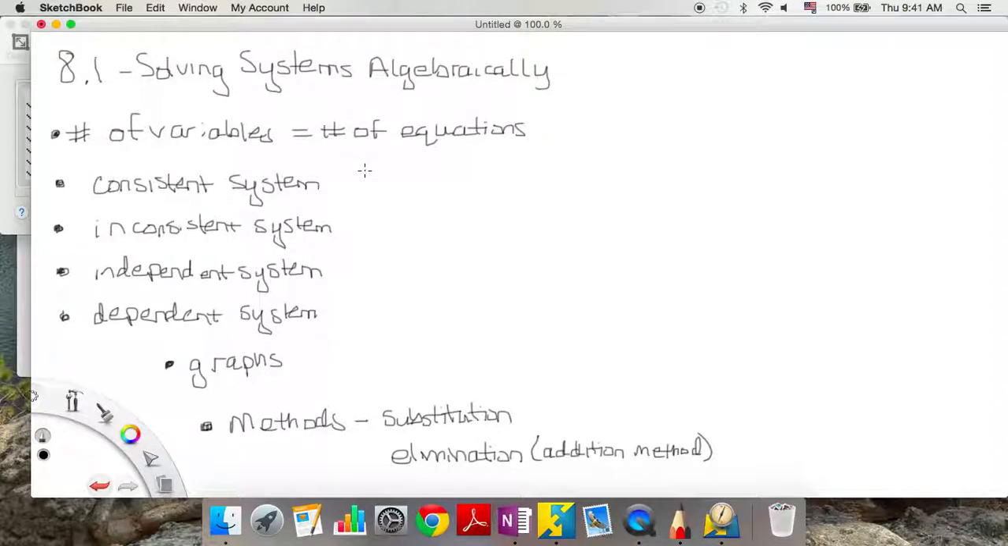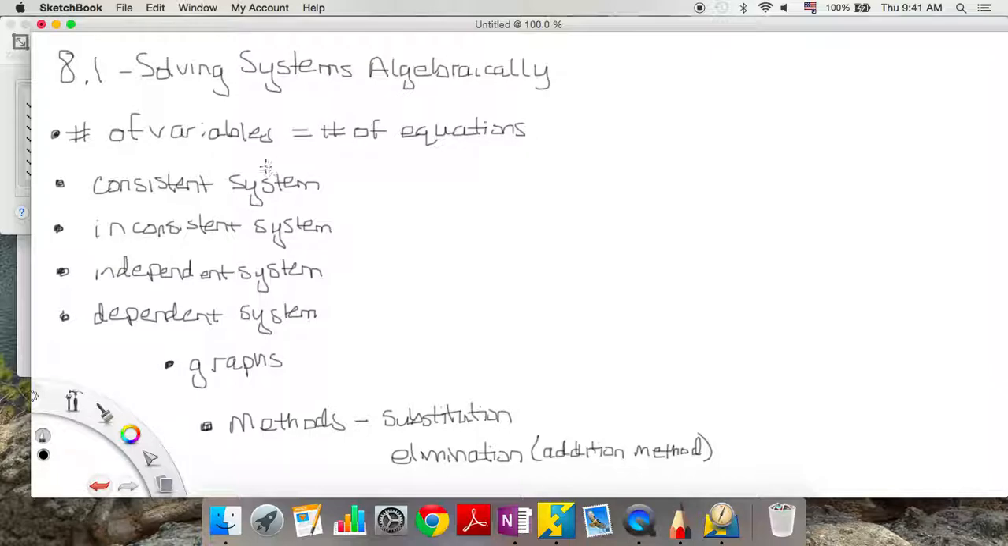Today we're going to talk about section 8.1, which is solving systems algebraically. This should be review. You've done this in both Algebra 1 and Algebra 2, so hopefully we can just brush up on some things and make sure we've got it all. Remember, however many variables you have, that's how many equations you need to be able to solve it. So if you just have x and y, or two variables, then we need two equations to be able to solve it.